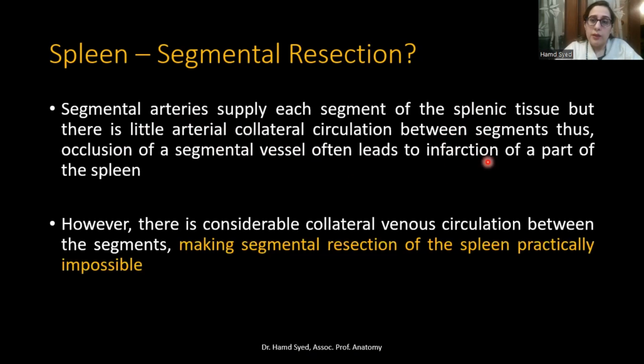So the resection of one segment is still not possible, even though there are no arterial collateral circulations between the splenic artery branches. The reason is that there is collateral venous circulation between the tributaries of the splenic vein of the segments. So that is why segmental resection of the spleen is practically impossible.